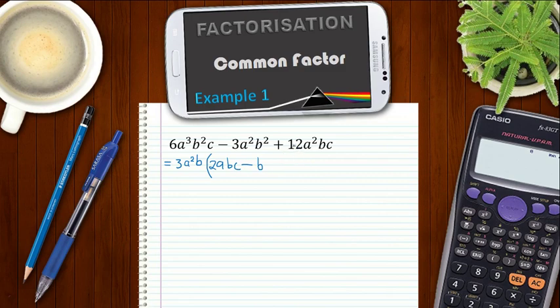And then for 12, if we say 12 divided by 3, we get 4. So this is then 4. A squared we took out, b we took out, and then c is still there.